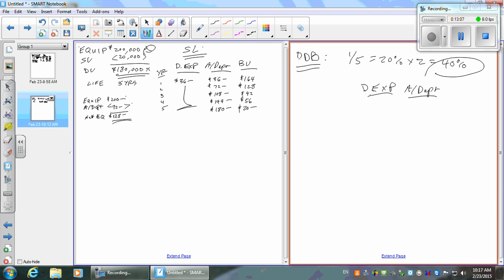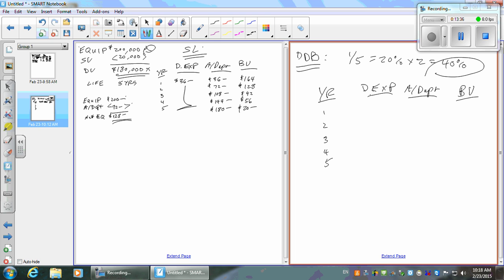So it's still 200. If we were using this double declining balance method, we'd want to get our book value at the end of each year too. Year 1, 2, 3, 4, 5. Now here's the deal. You're going to take 40% of the remaining book value, the declining balance, every year, and you're going to stop when you get to the 20,000 salvage value. You've got to remember to do that.